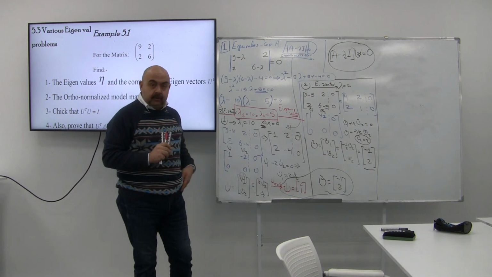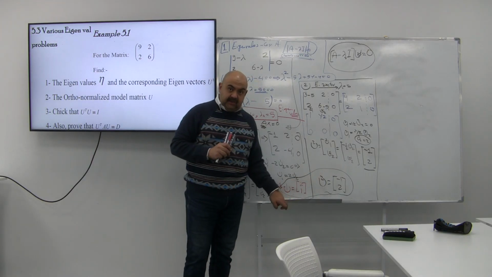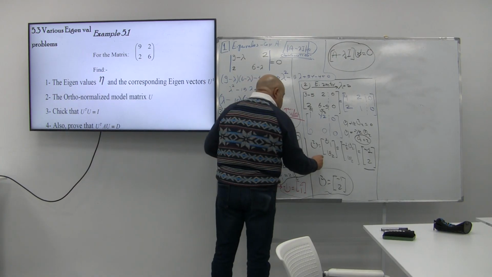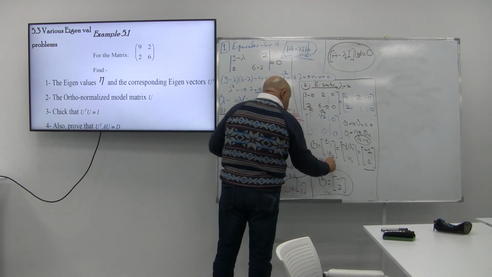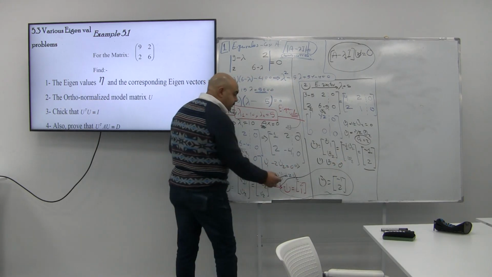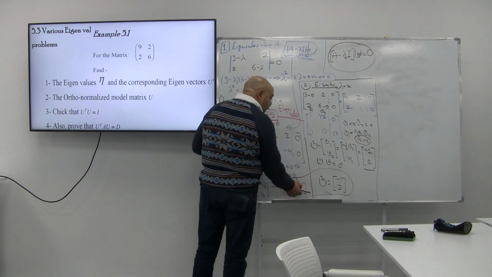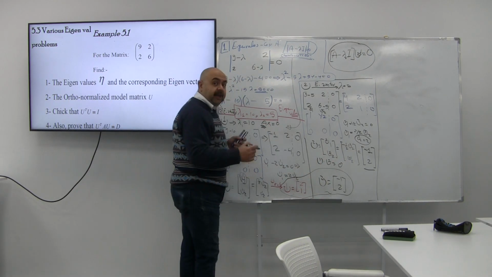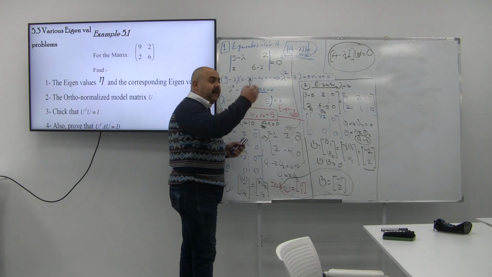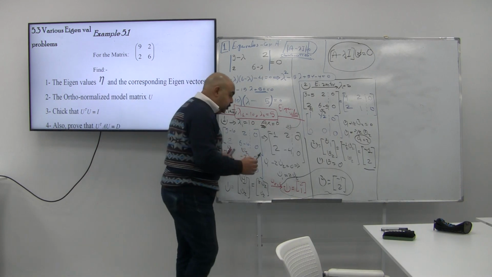an orthogonal set of vectors. How to check that these eigenvectors are orthogonal? It's very, very simple. If you get u1 dot u2, the answer will be 0. So if I multiply 2 times negative 1, the result will be negative 2, plus 1 times 2, which is 2. So the inner product of these two vectors will equal 0, which means that u1 and u2 are perpendicular to each other.